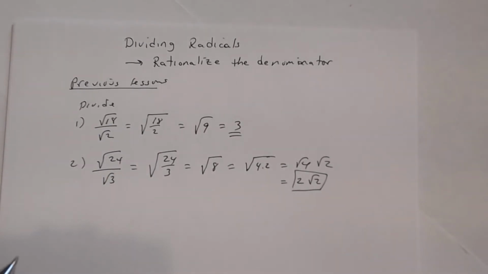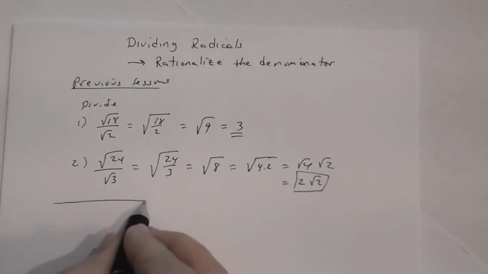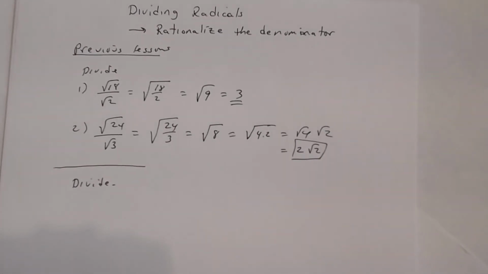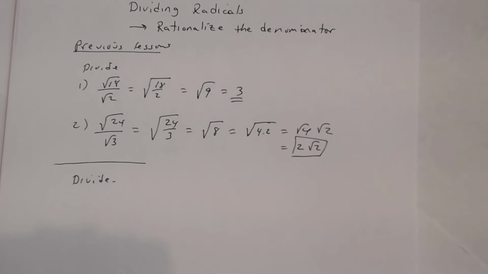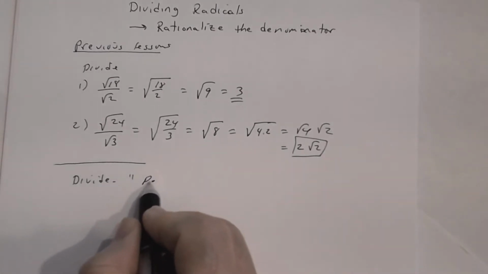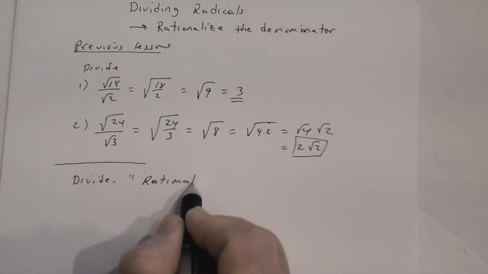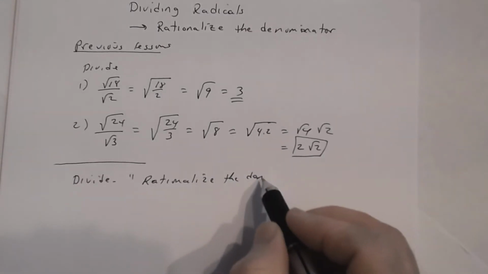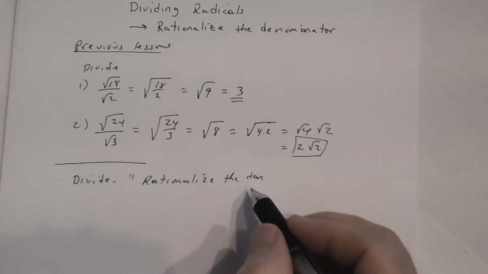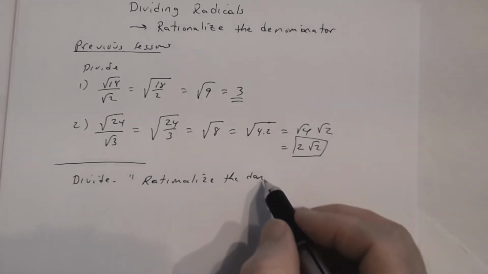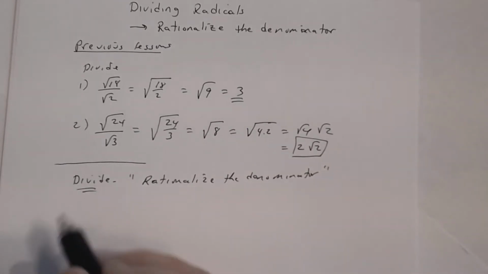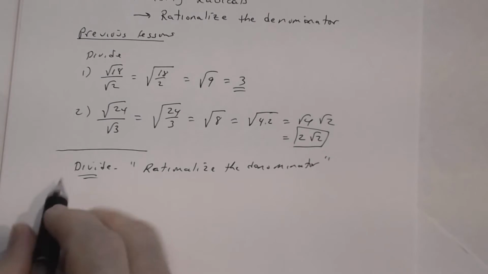But here's our example now. We're going to have a division, and the directions may say rationalize the denominator. It may not, but you need to know that if you need to rationalize the denominator, you have to. The directions may just say divide. All right, so let's look at number one.